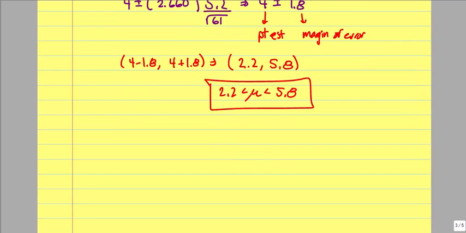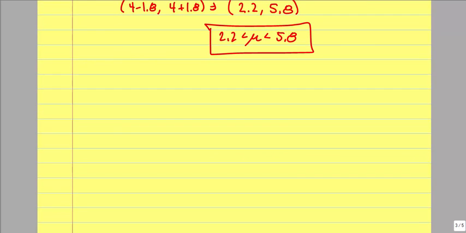Now for the next example, we'll be doing a little bit of interpretation. So for this example, let's suppose that we have a data set that includes 103 people whose temperature we took. Out of these temperatures, we have a sample mean of 98.1 degrees Fahrenheit and a standard deviation of 0.56 degrees Fahrenheit.